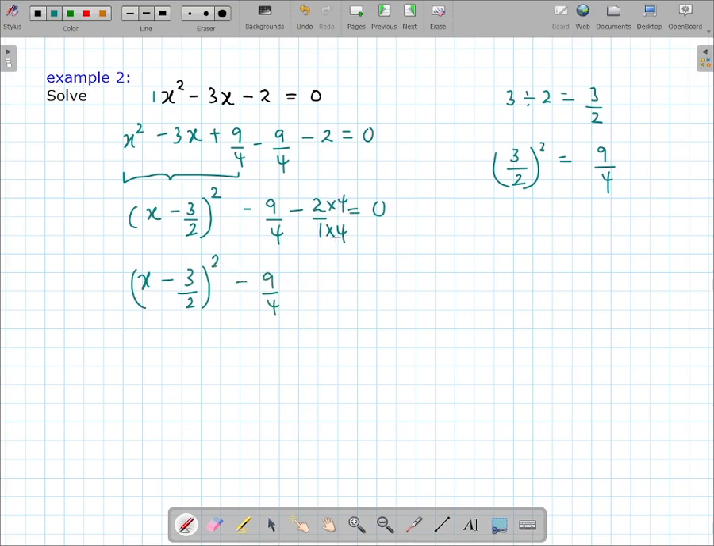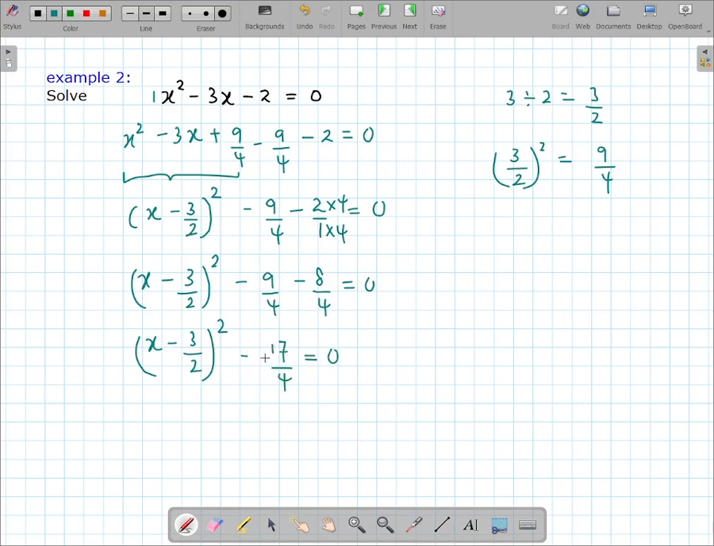4 times 2, 8. 4 times 1, 4. That's minus 8 over 4 equals 0. Then (x minus 3 over 2) whole thing squared. Then this is minus 9 over 4 minus 8 over 4. Altogether minus 17 over 4 equals 0.